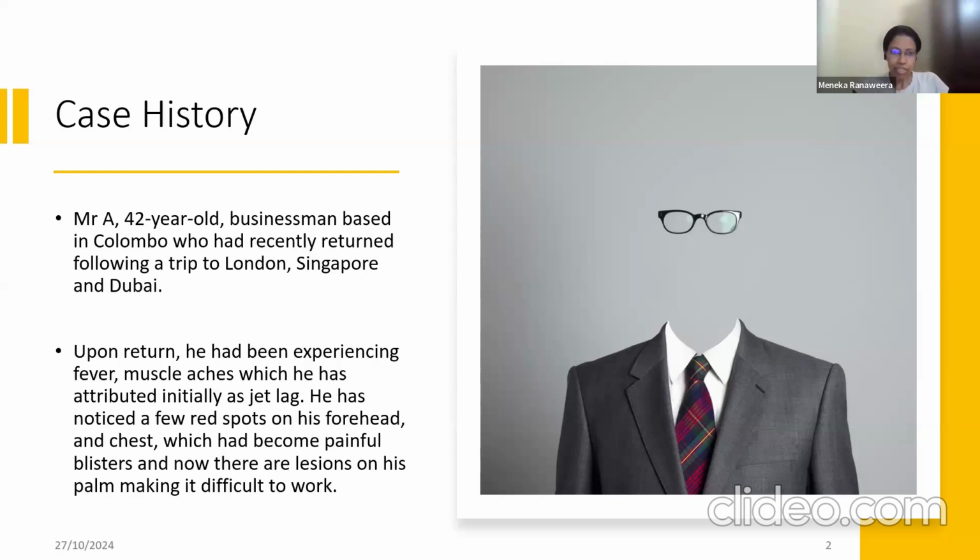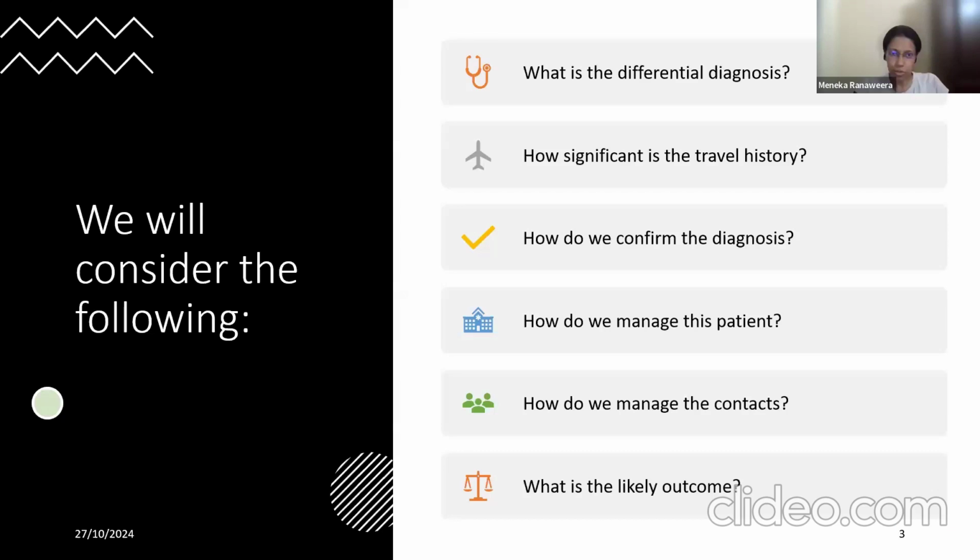So let's consider what you need to know in order to manage this person. During the rest of the presentation, I will be discussing the differential diagnosis, how significant this travel history is, how we confirm the diagnosis, how we manage this patient and his contacts, and what the likely outcome is for this patient.